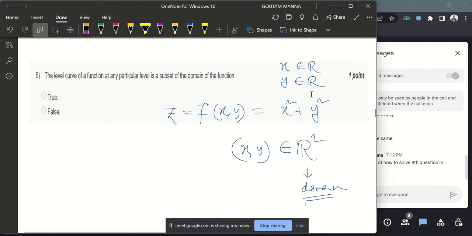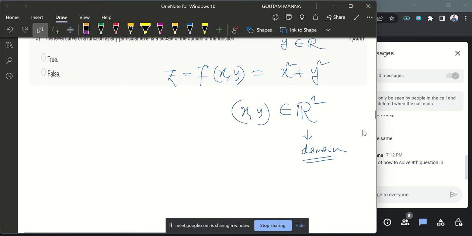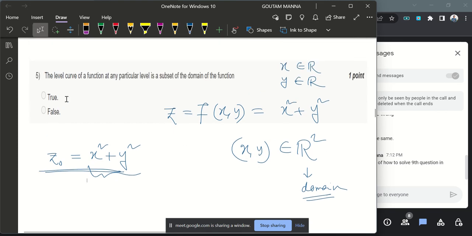Now for a level curve of this function, you need to fix this z. So let's say z naught, a constant, and then the equation of the level curve will be z naught equals x square plus y square. In that case, you are still in R2, but you are not covering the whole space. You are considering only those x and y which satisfy this equation. So the domain of the level curve is a subset of the domain of the function. So the statement is true.